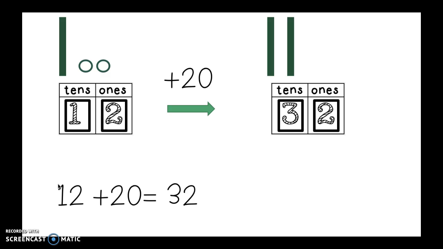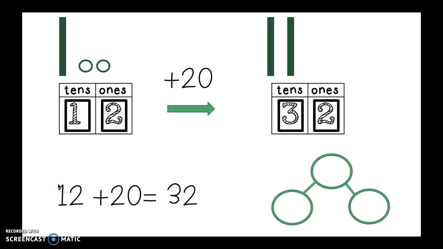Well done. Do you think you could fill in this number bond to show that number sentence? Okay, so the whole amount that we have is, that's right, 32. And what are the two parts again, friend? Excellent. Yeah, we have 12 and we have 20. Perfecto. Wow, you're doing so well. Go ahead and give yourself a high five.